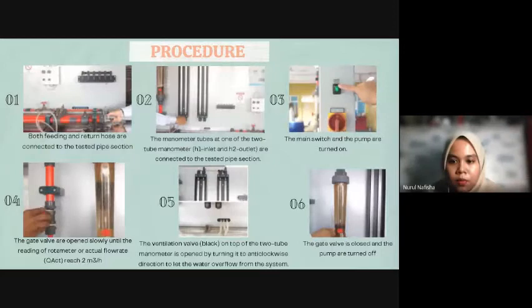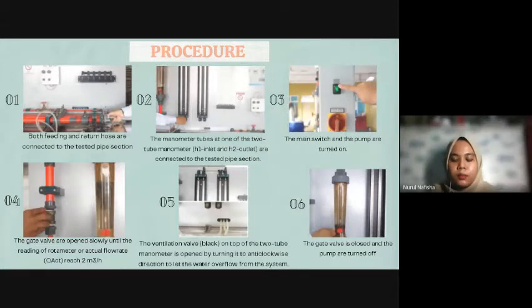I will explain about the procedure of this experiment. First of all, both feeding and return hose are connected to the tested pipe section. Next, the manometer tubes at one of the two tube manometer, which is the H1 inlet and H2 outlet, are connected to the tested pipe section. Third, the main switch and the pump are turned on. The gate valve is opened slowly until the reading of the rotameter, or the actual flow rate, reaches 2 meter cubic per hour.